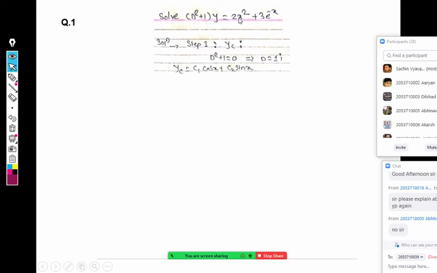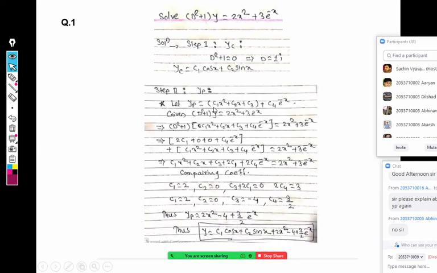Quickly tell me what should be the trial yp for the RHS. ax square plus bx plus c, correct, plus b e to the power minus x. Very good. So that we discussed in the last session, and here is the solution: ax square plus bx plus c for the quadratic term, and for the exponential term plus d into e raised to minus x. Then we have to find the values of a, b, c, d by replacing this y in the differential equation, comparing coefficients. I will not go into the detail again because we finished this example in the last session.